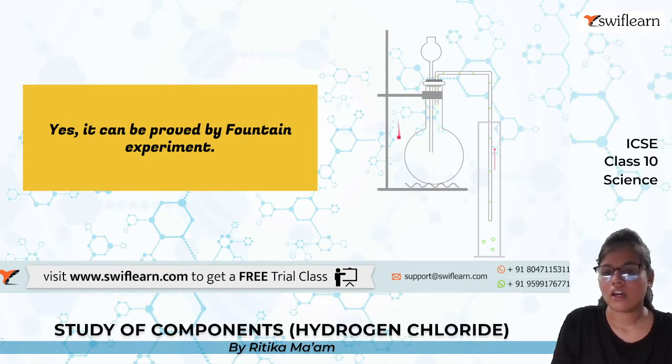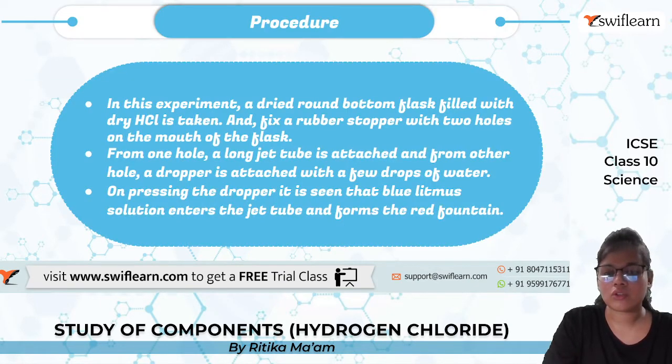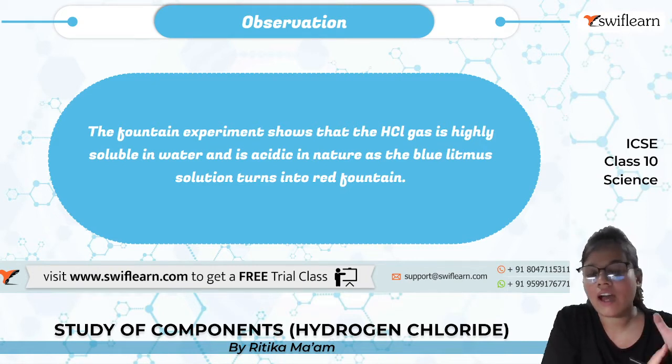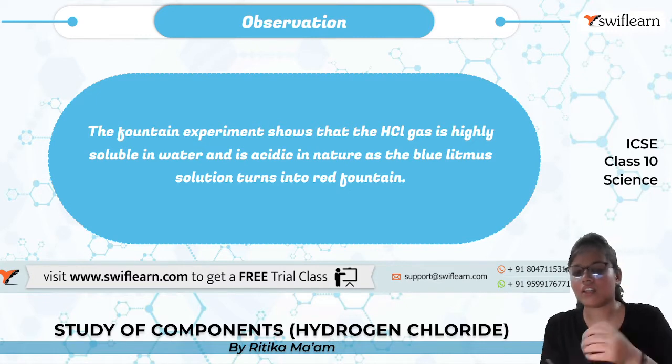Okay, now next what are we going to do? On pressing the dropper, the blue litmus solution enters the jet tube and forms the red fountain. Now what is the observation? First of all, it shows that hydrogen chloride gas is soluble in water and has an acidic nature. Why? Because the blue litmus solution is turning red.